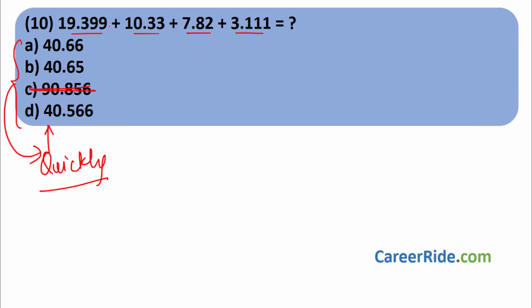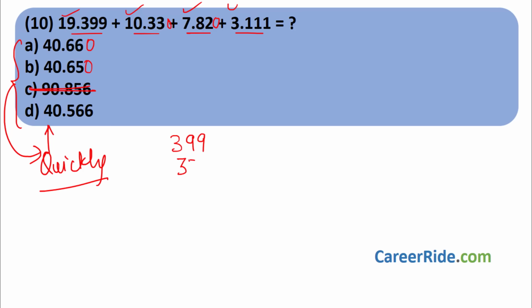Now here we see that the maximum decimal places are 3. So let's write 3 decimal places for everything: 820, 330, here also 660, 650. Now we have already calculated the addition of numbers before the decimal point, and we have 40 everywhere. Let us see what we have after the decimal point.